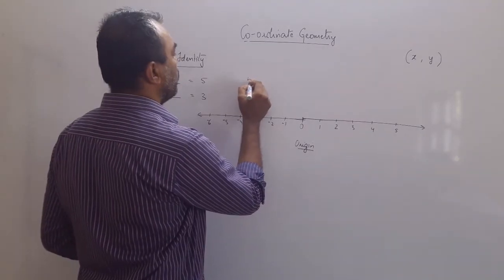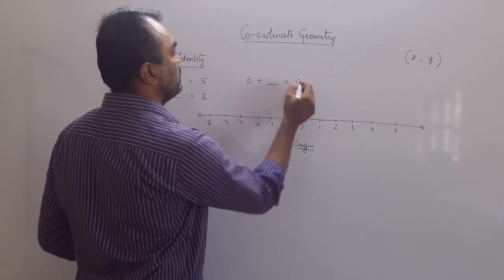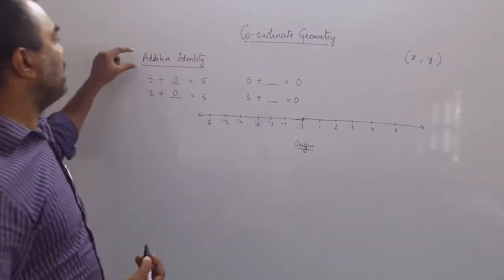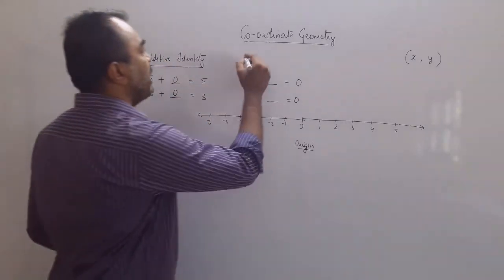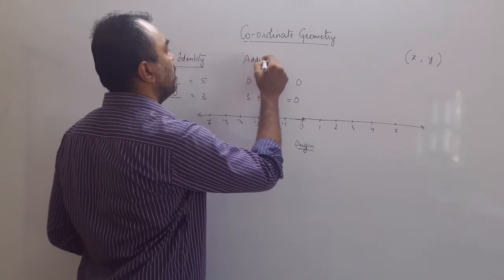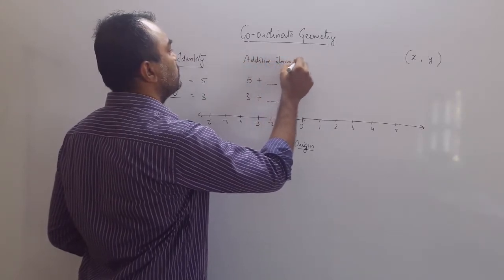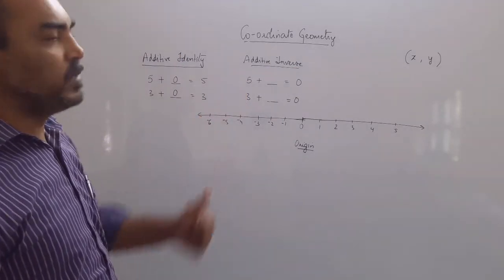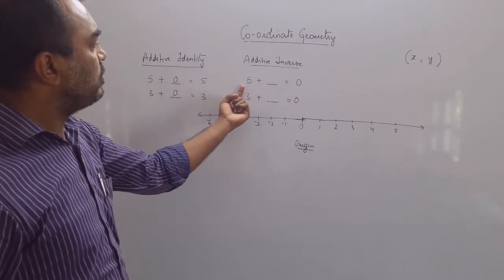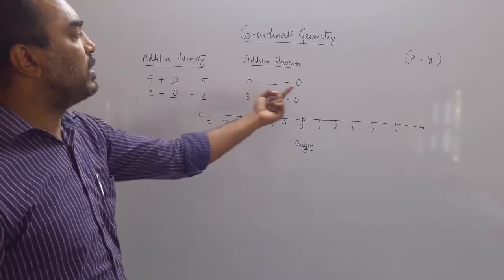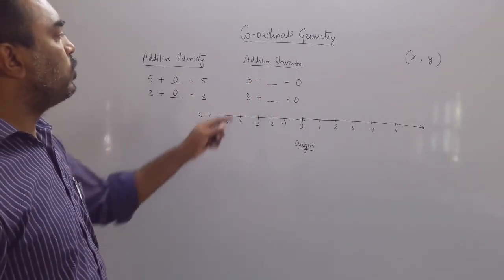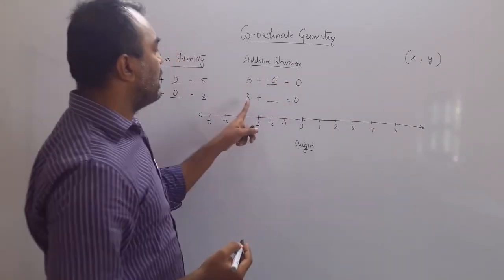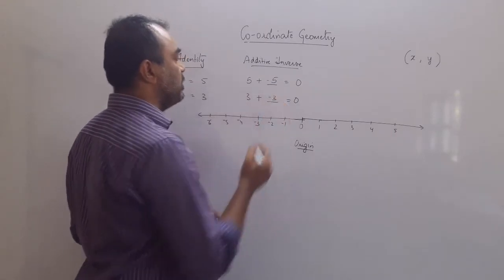Then 5 plus what will give you 0? 3 plus what will give you 0? So, additive identity is 0. This is called the additive inverse. Additive inverse. So, what does the additive inverse do? It is the number that, on adding it to the original number, you get the answer 0. So, you find out the additive inverse of 5 is -5. The additive inverse of 3 is -3.